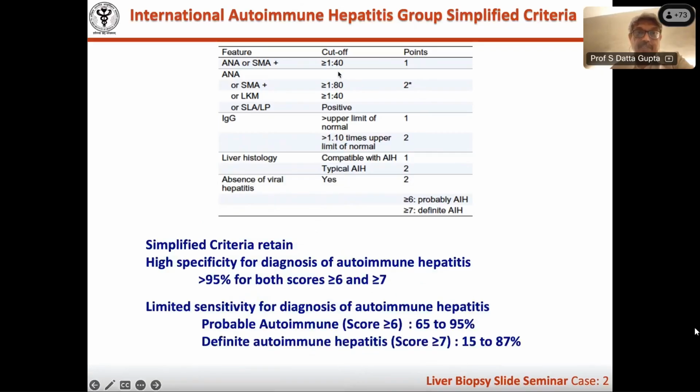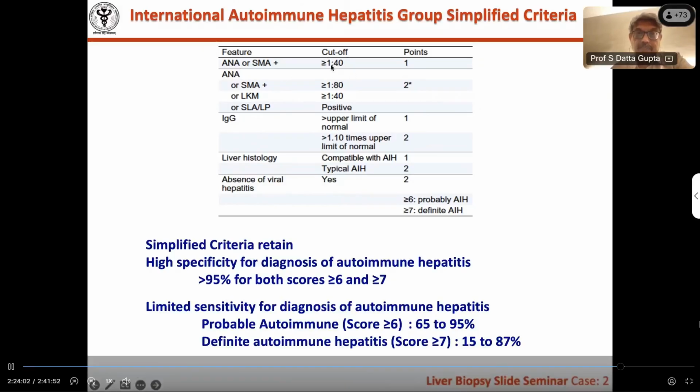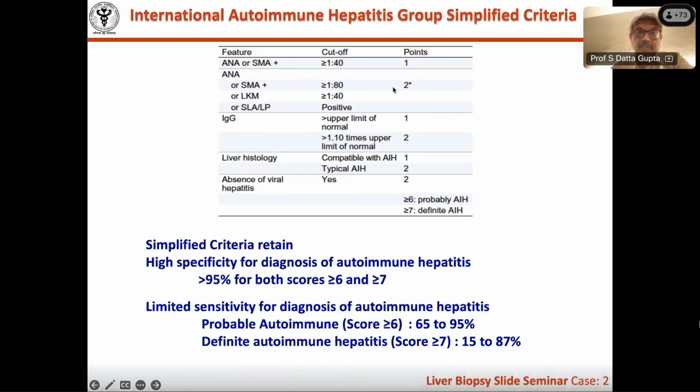Then there are international criteria. That's why they simplified this long criteria. If you have ANA or ASMA more than 1:40, or dilution of more than 1:80, or LKM more than 1:40, or SLA/LP positive, then you give 2, and so on and so forth, IgG and all. So in the absence of viral hepatitis, with histology compatible with AIH or typical AIH, you make a diagnosis of probable autoimmune hepatitis or definite autoimmune hepatitis.